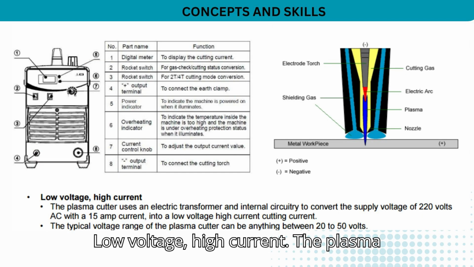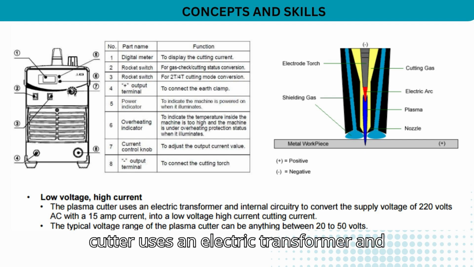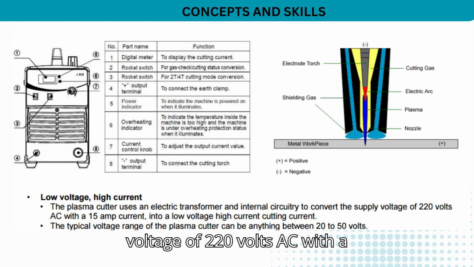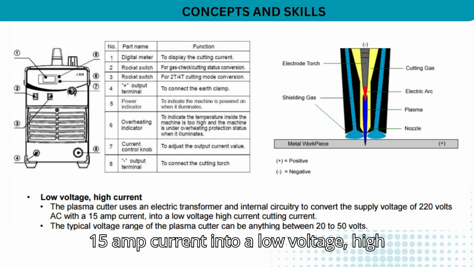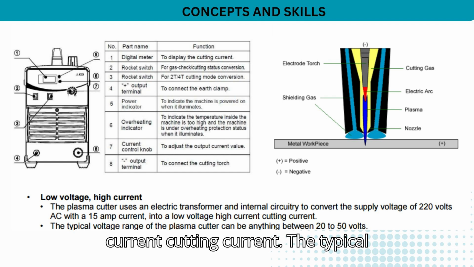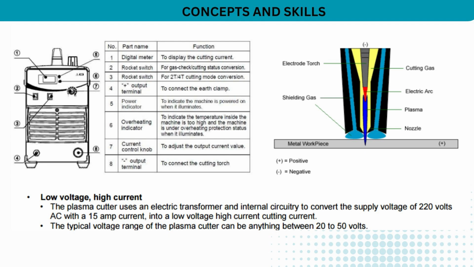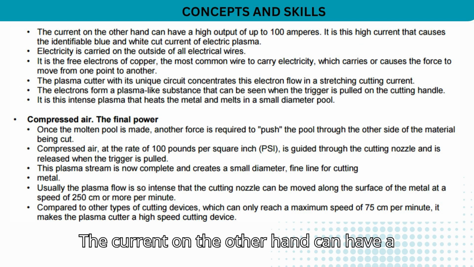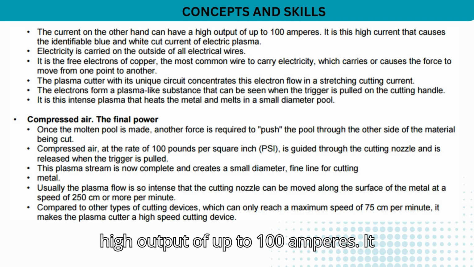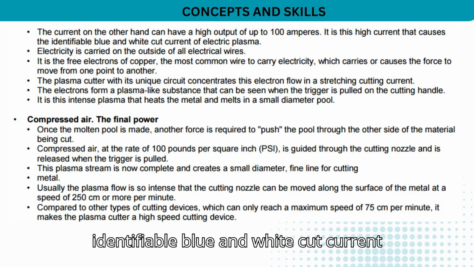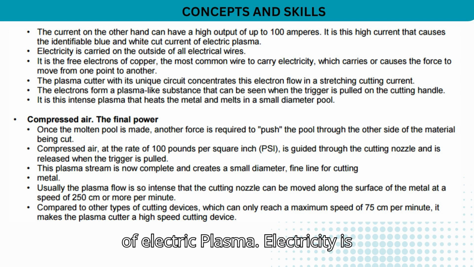Low voltage, high current. The plasma cutter uses an electric transformer and internal circuitry to convert the supply voltage of 220 volts AC with a 15 amp current into a low voltage, high current cutting current. The typical voltage range of the plasma cutter can be anything between 20 to 50 volts. The current, on the other hand, can have a high output of up to 100 amperes. It is this high current that causes the identifiable blue and white cutting current of electric plasma.